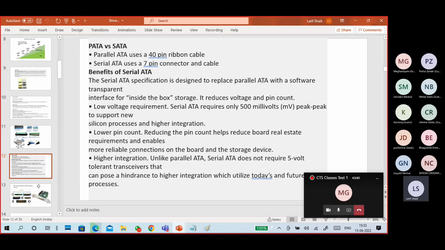Lower voltage requirement: serial ATA requires only 500 millivolts peak to support. Some people don't understand that anyway, but the point is made, it is a lower voltage requirement. Lower pin count: we don't require 40 pins here, the 7 pin is this.